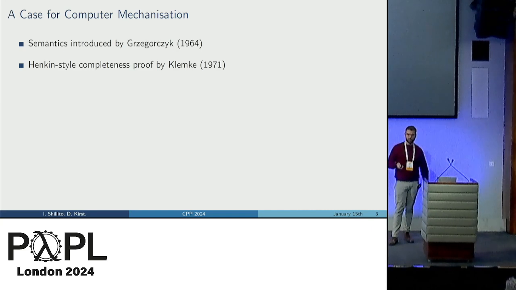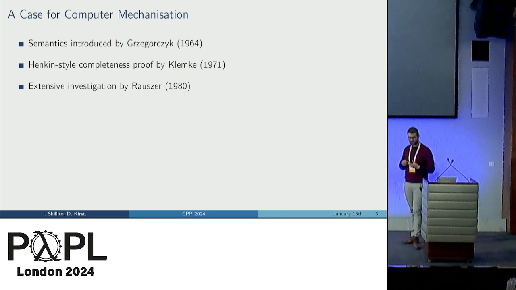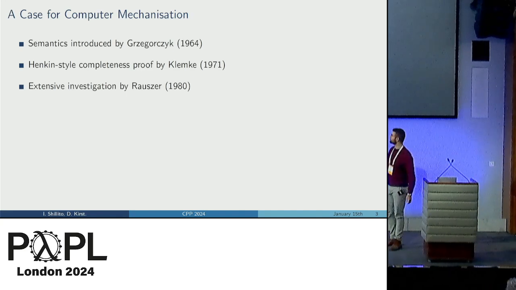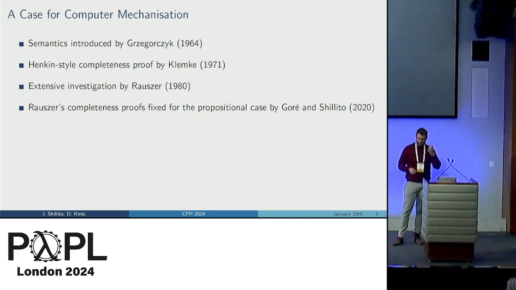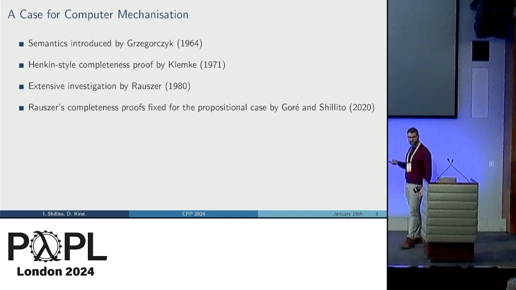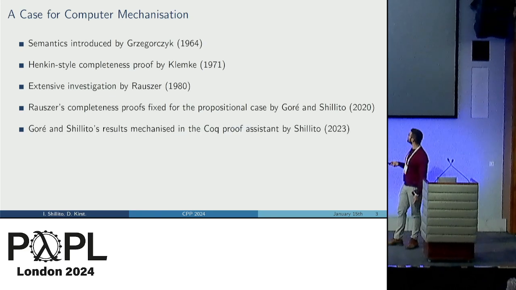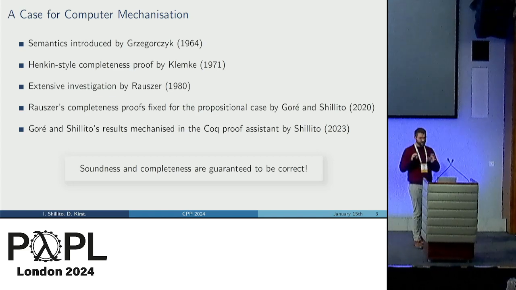And then the person who looked into bi-intuitionistic logic in most detail is Rauszer, who gave a lot of investigations about soundness, completeness, and many meta-theoretic properties. However, some of her proofs were found to be incorrect. The proofs were on paper, and then my co-author Ian and his PhD supervisor Rajiv Goré found that there are errors in that proof. They fixed it for the propositional case, and Ian has mechanized the propositional case already in his PhD thesis. So now what we have is the state that soundness and completeness are correct, at least in the propositional case.